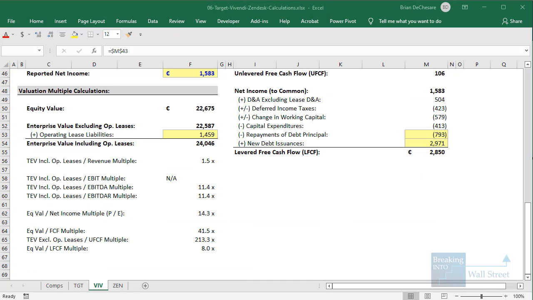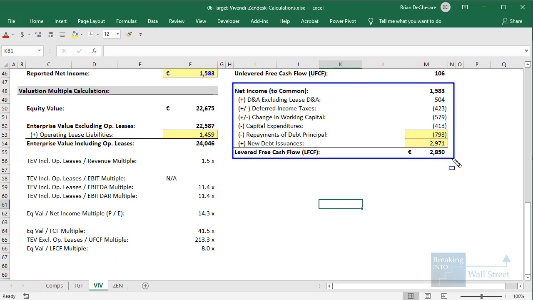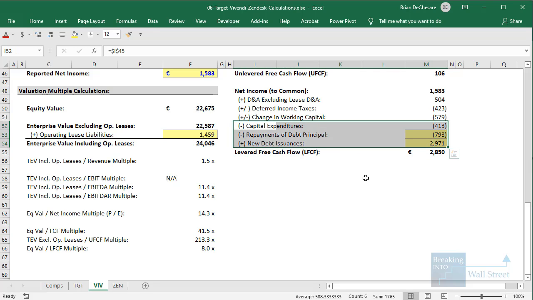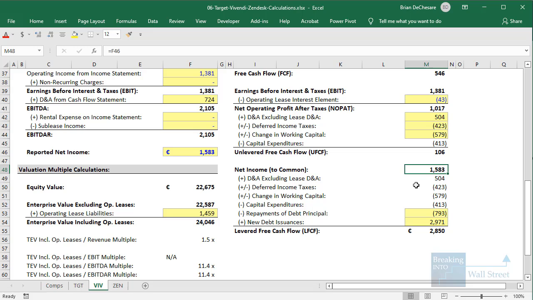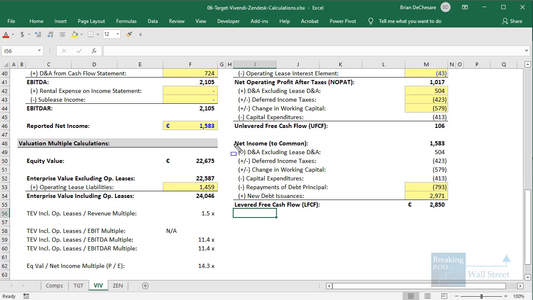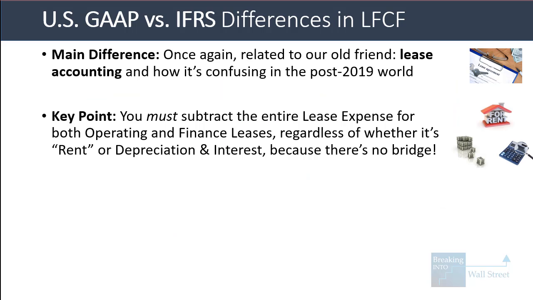And so, for example, for a company like Vivendi, you can see that when we calculate levered free cash flow under IFRS for this French company, we add back D&A excluding the lease D&A, and then we have all the normal line items, repayment of debt principal, new debt issuances. We start with net income to common here, and the reason we do this is because the net income figure for the company has already deducted the lease depreciation and the lease interest. And so we are being very careful not to add those back in the depreciation and amortization figure. Specifically, we went into the filings and made sure to count only the non-lease portions of the company's depreciation and amortization.